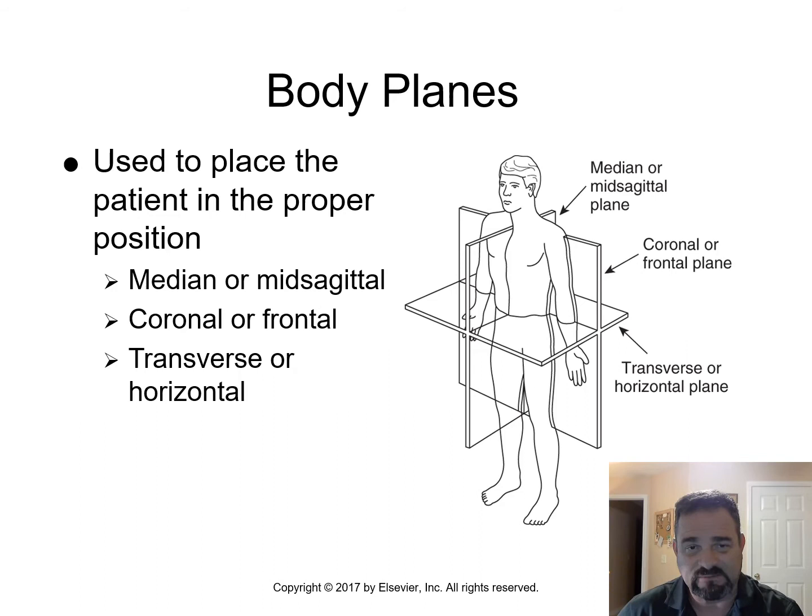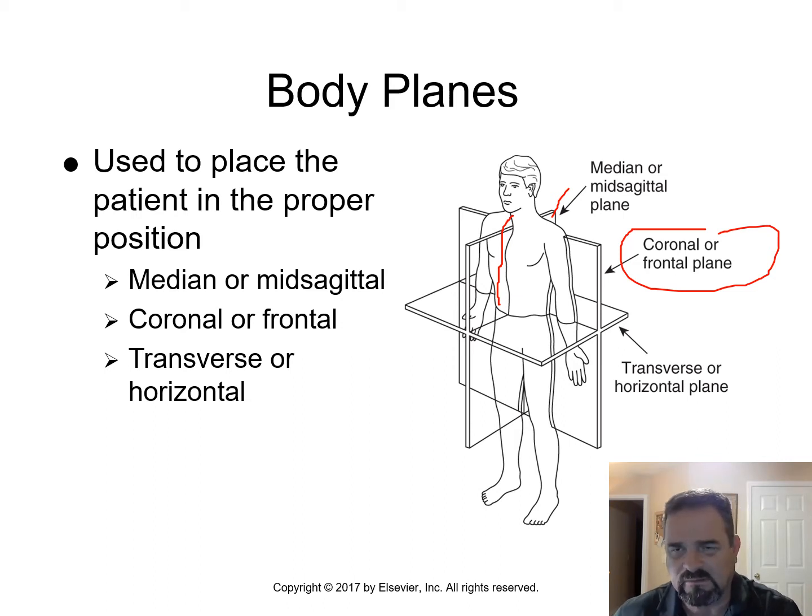Right, so the body planes are used to place the patient in proper position. The median or mid-sagittal plane is here. It involves the medial or center part of the body. The coronal or frontal plane is that flat surface. It is the anterior or posterior projection, either front or back, separated by the coronal or frontal plane. Then finally, the transverse or horizontal plane, as you can see, is a cross section in this direction here. Very good.